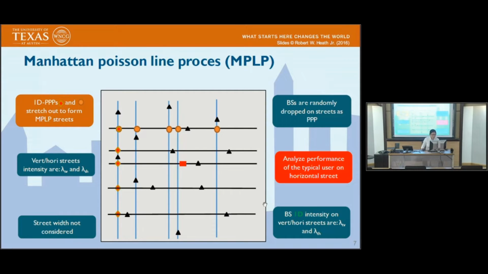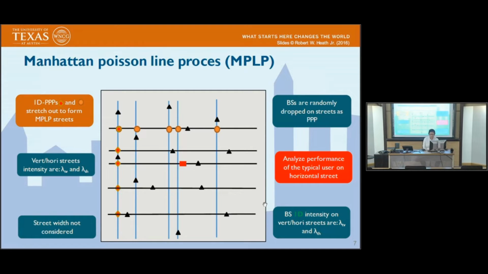There is a one-dimensional Poisson point process, which is denoted by this and this. Each of them will stretch into two different directions, and this forms the grid of the streets. The vertical and horizontal street intensity is denoted by lambda s, and the street width is not considered in this paper. The base stations are randomly dropped on streets as a Poisson point process.